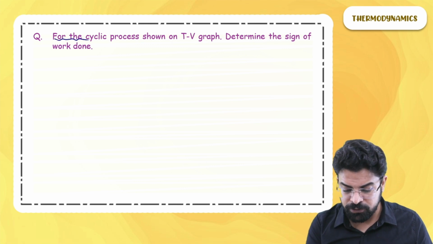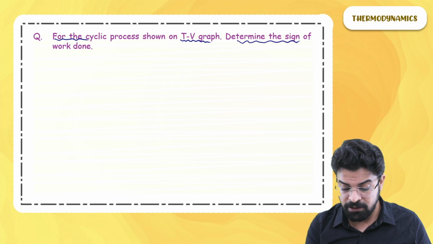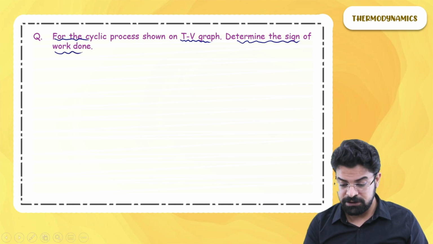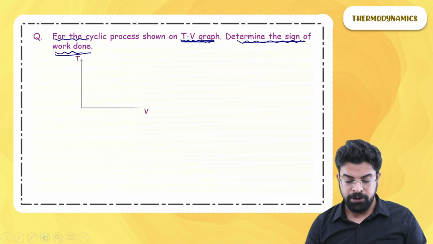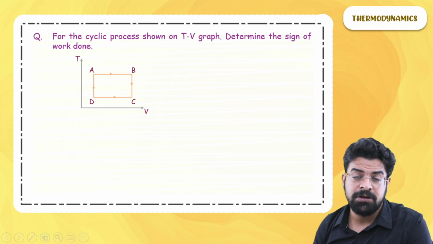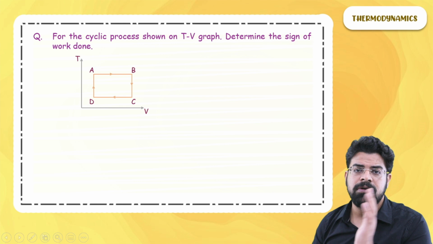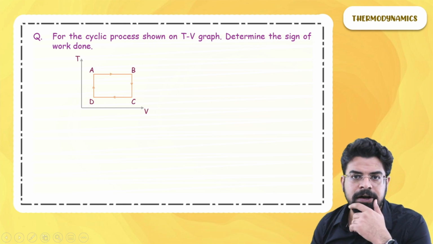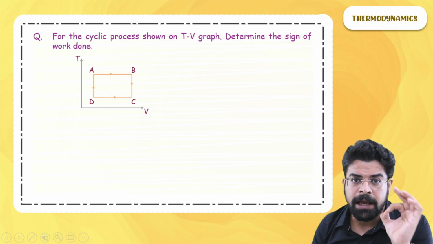Moving on. For the cyclic process shown on the TV graph, determine the sign of the work done. First of all, here they have shown me a cyclic process on the TV graph. Now what will be the sign of work done? So, see, first of all, convert this TV graph into a PV graph. How? You have to break down the process step by step.